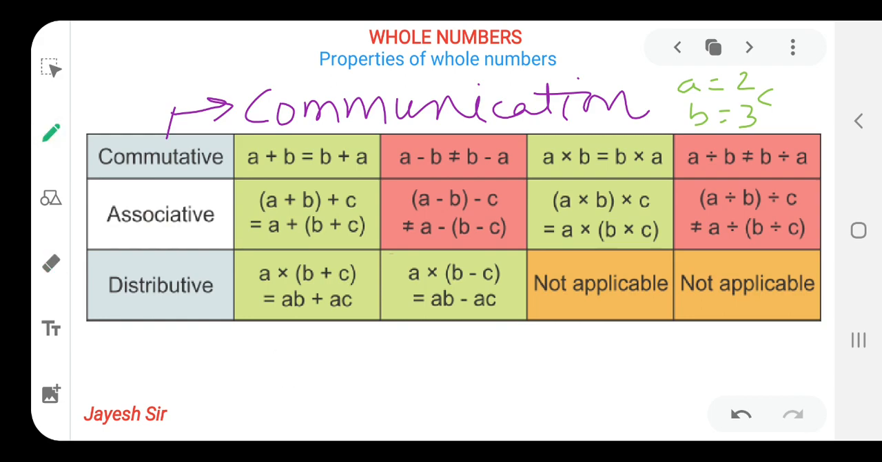So let's begin with our associative property. In the associative property, 3 friends are to be there. 3 friends: you, and your best friend from your childhood.